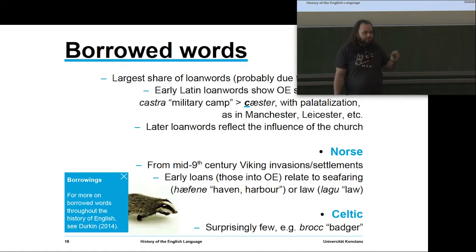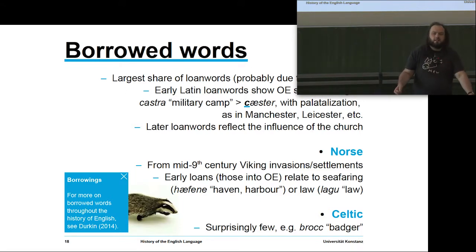Outside Germanic, and remember we're dealing with a tiny proportion of words here, we're talking about Latin and Celtic. Latin is where most of our loan words come from. We have to be a little bit careful about this, because remember that the written texts that we have in Old English are largely written by monks. They are, in fact, exclusively written in a monastic context, and that means that these texts are not representative of the whole population.